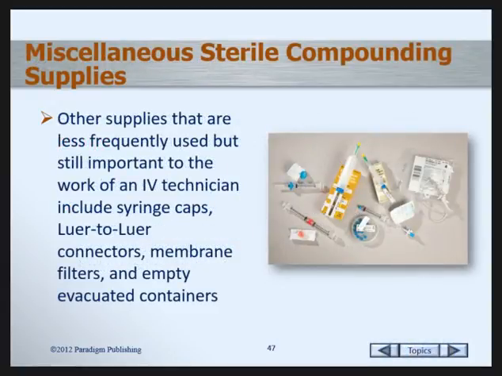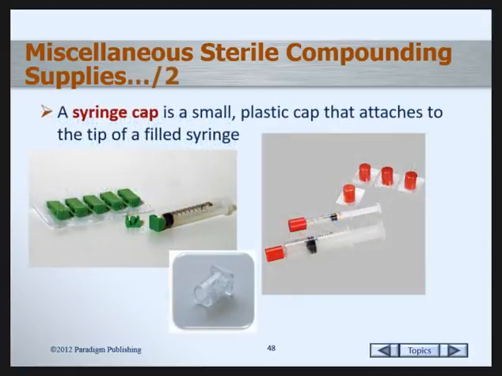Miscellaneous sterile compounding supplies are other supplies that are used less frequently, but are still of importance to the work of an IV technician. It includes syringe caps, luer-to-luer connectors, membrane filters, and empty evacuated containers. Syringe caps are small plastic caps that attach to the tip of a filled syringe. So here on the left, you did use syringe caps. They're a little different from the ones for the oral liquids that you drew up in Lab 106. These will have a luer lock on them. There's a clear one, there's a green one, they come in different colors.